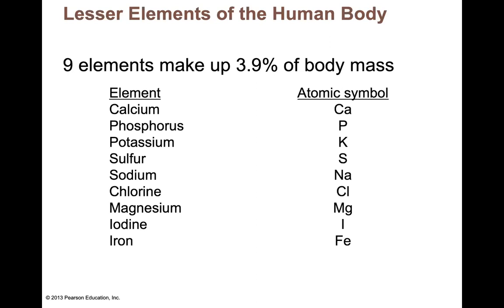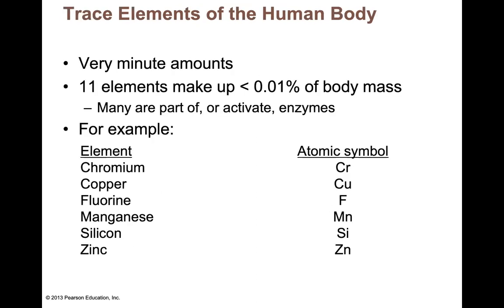Obviously, there are a lot more elements on the periodic table of elements, some of which can be part of the human body, but they are often in what we call trace amounts. So we also have 11 elements that will make up less than 0.01% of body mass, and many are part of or activate enzymes. You can see some of those here, such as copper, manganese, silicon.